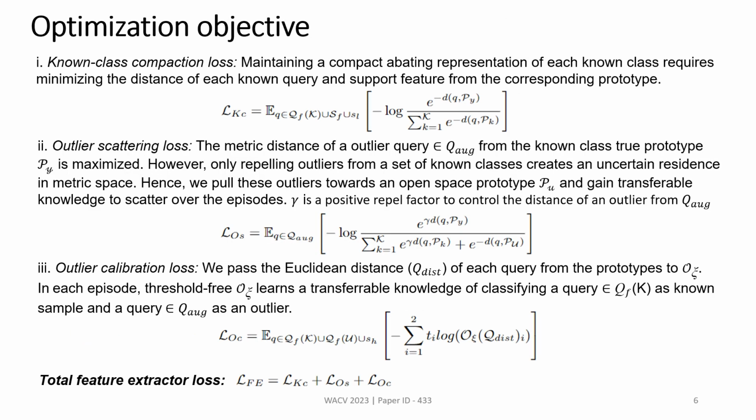To minimize the feature extractor loss, we consider three different loss components. First, we minimize the intra-class variance of each known class to get a balanced representation of known classes. Thereafter, we penalize each outlier to scatter around the metric space from each known class and get pulled to a pseudo-open space prototype. Outlier calibration loss further penalizes each query to get recognized either as a known or an outlier.